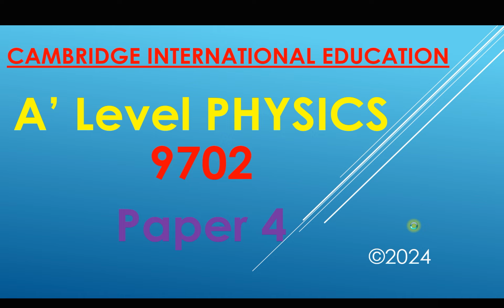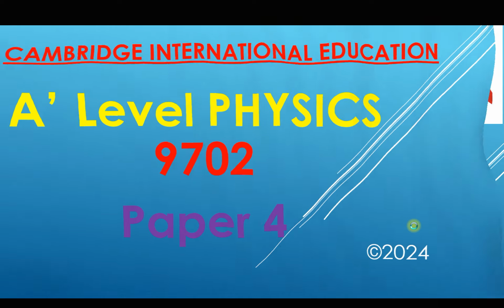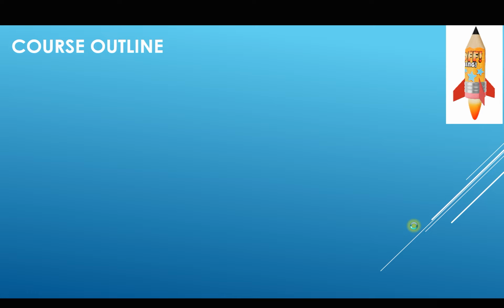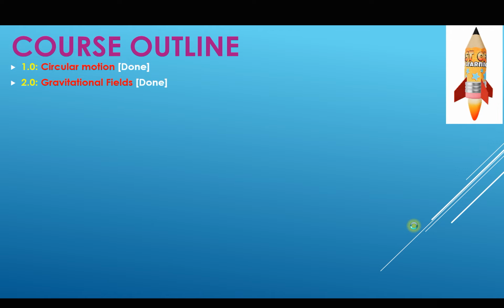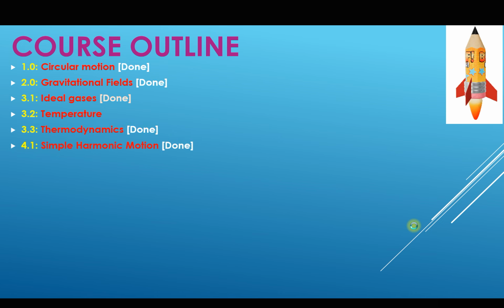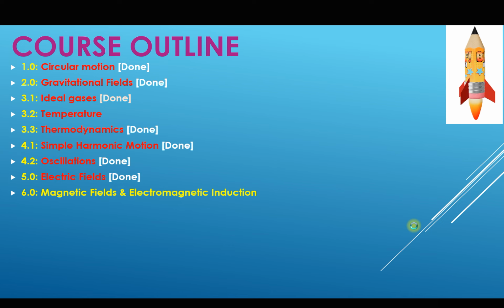Just to remind you of the course units or the topics you cover in A-level paper 4. Most of these have already been recorded in the videos. For example, circular motion has been recorded. You just check the playlist. Gravitational fields, ideal gases, temperature, thermodynamics, simple harmonic motion, oscillations and electric fields have all been recorded.